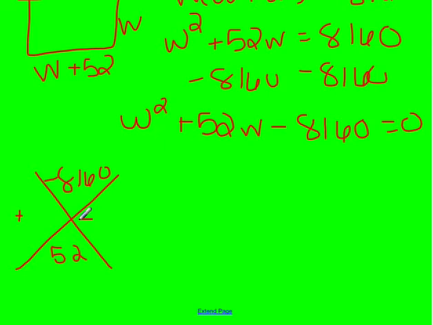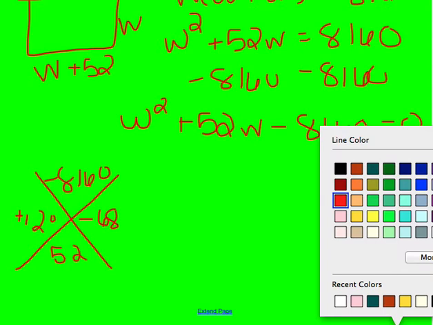What I want you to do, pause the video, try dividing by some random numbers. See if you can get a positive and negative that works, and restart the video when you're done. So what you should have found was 120 and negative 68. So now we can go ahead and we can factor this guy.